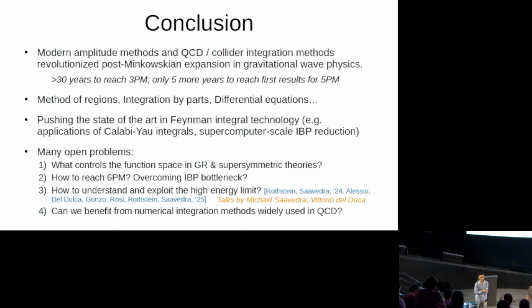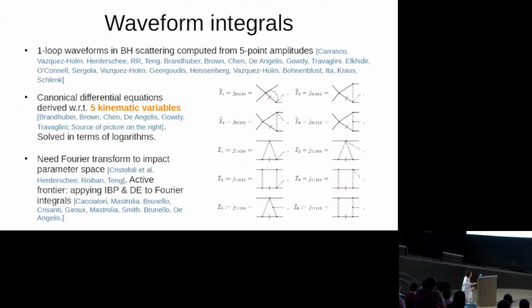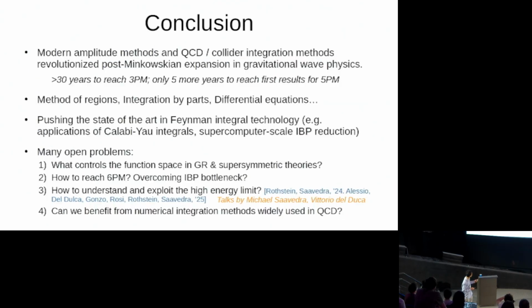So about the second point, can you comment more about what's the biggest problem? Because I would like to understand this better. Sorry, second point? No, in the conclusions, the 6PM. What's the problem with, like, you said, overcoming the IBP bottleneck?